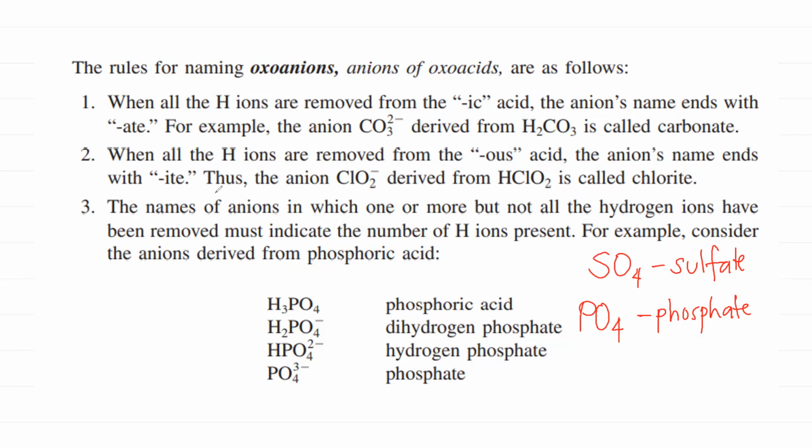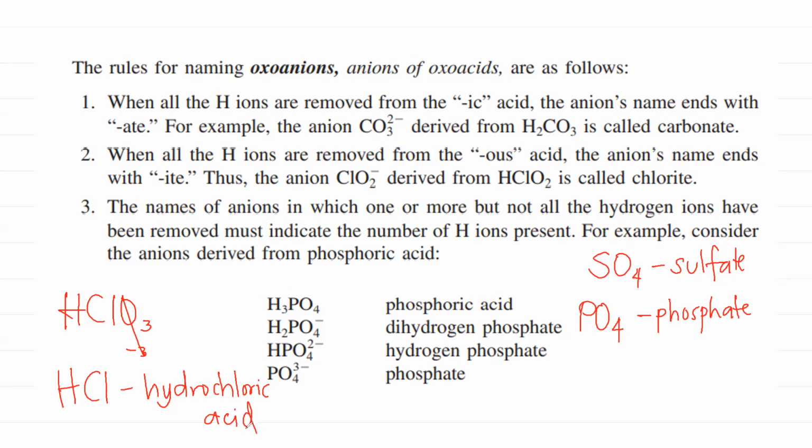Pag mag-minus 3 siya, what do you mean minus 3? Example, sa HClO3, minus 3, meaning wala ka ng oxygen. HCl na lang ito. Anong pangalan ng HCl? Hydrochloric acid. Acid. So may acid pa rin tayo kasi you still have the hydrogen pero wala na siyang oxygen. Hindi na siya oxoacid. Ang tawag natin dito, simple acid. Okay? Ang tawag natin sa kanya ay simple acid.